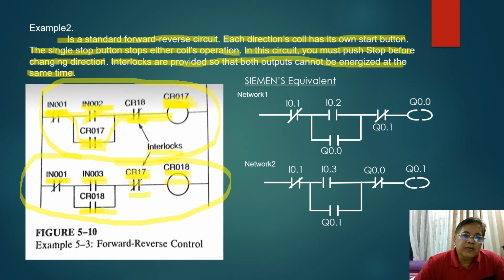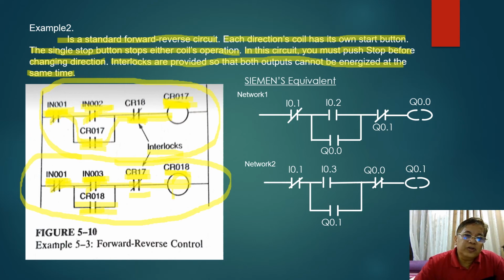That's the time that you push your reverse start button, which is input 003. That is after releasing your stop button, input 001. When you release it, automatically it will go back to its normally closed condition. Then you push input 003. This will close here. Then current will now flow from left to right, energizing your output CR018, and thus causing a sealed contact, or sealed circuit.